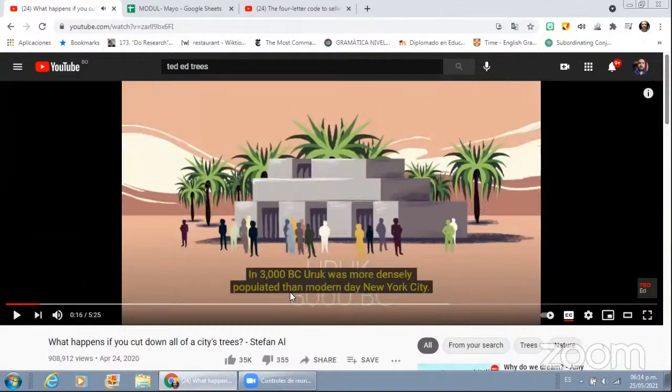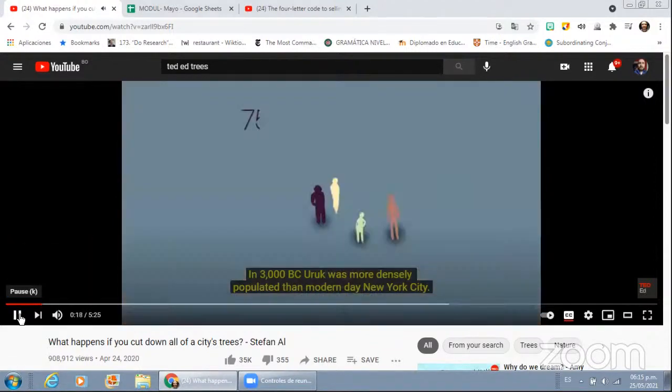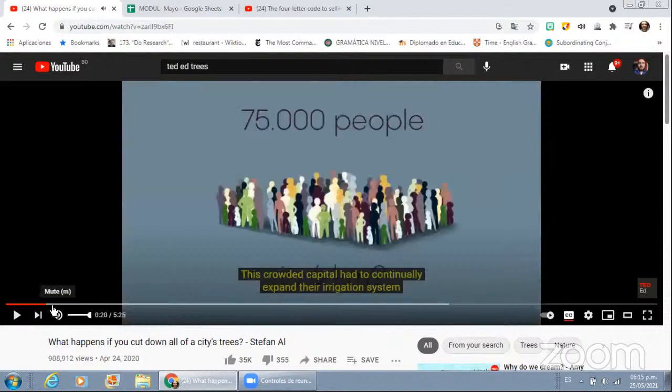And here they are mentioning that Uruk was more densely populated. This is the adjective, right? Populated. It means a lot of people in that city, right? Even more than modern New York, it says: more populated than modern-day New York City. Right? And it happened the same.